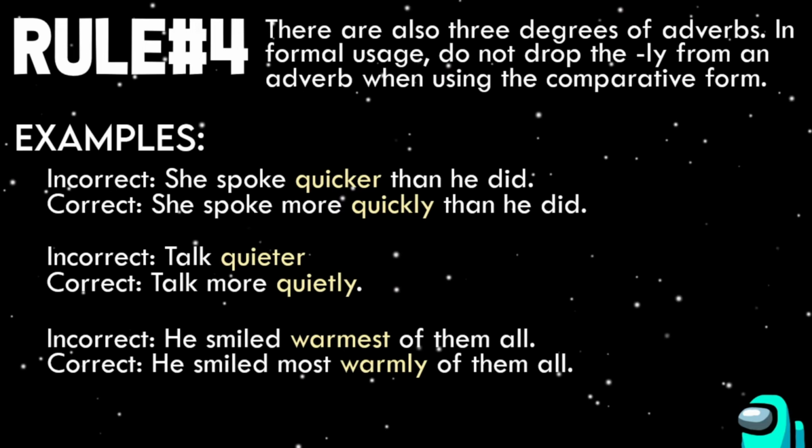The first sentences of each example are wrong because they did not follow the fourth rule. They used the comparison but did not add ly to the adverb. For the second sentences, they are correct because they were able to comply with the fourth rule. As you can see, assuming that they are having a formal conversation, the ly was never removed in each sentence.